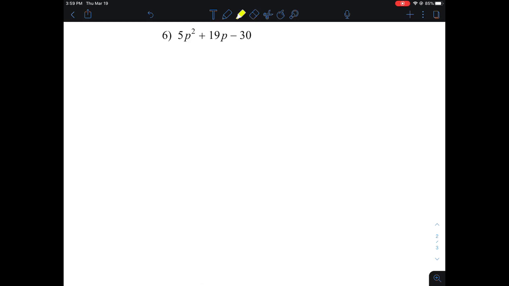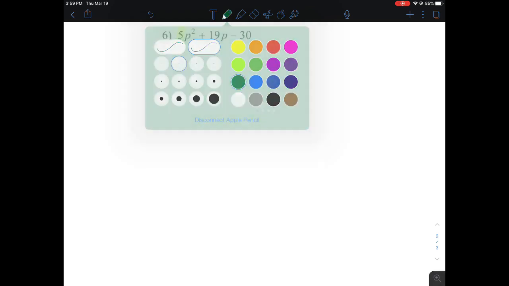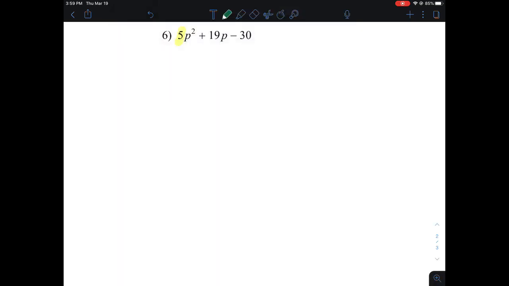So again, we're trying to factor. The coefficient in front of the p squared is not a 1. We're lucky that it's prime. So the only numbers that multiply together to make that 5 are 1 times 5. So I know that inside of my binomials that I'm making, I'm going to have a 1p and a 5p.